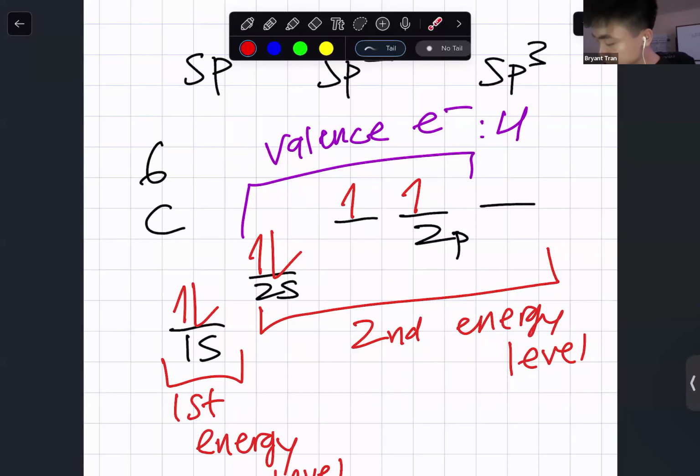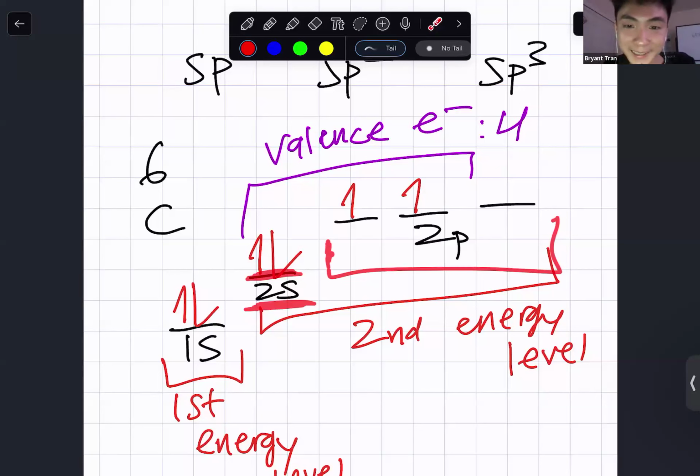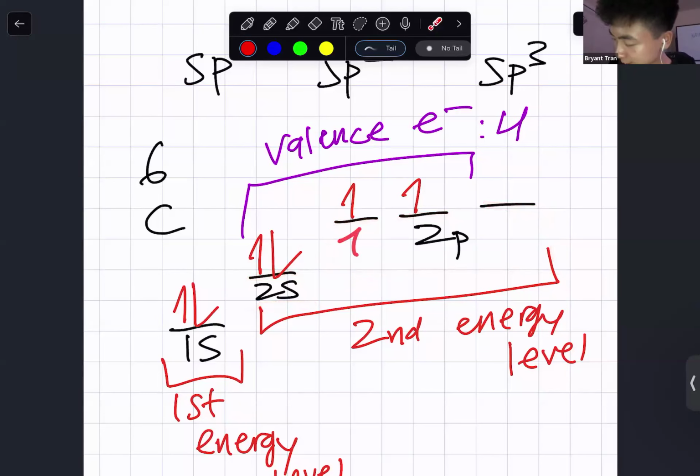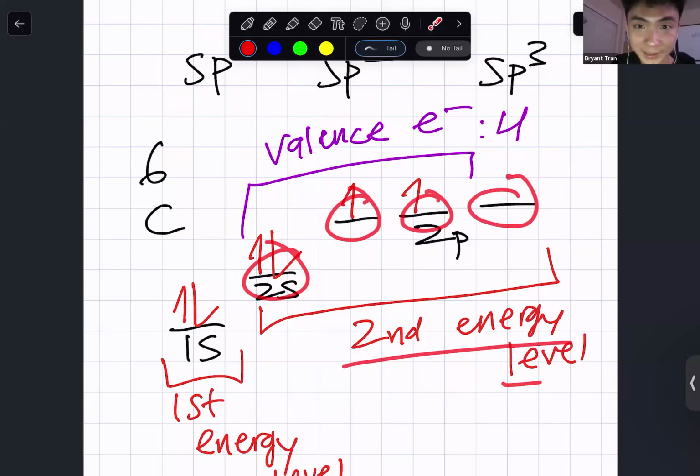How many s orbitals do you see here in 2s? There's one s orbital, right? How about how many p orbitals do you see here in 2p? Two, 1, 2, and 3. 3 right here. So there would be 3, right? This is 1, this is 2, and this is 3, right? There's 3 2p orbitals right there, right? Okay. And in total, there's going to be 4 orbitals in the second energy level. 1, 2, 3, 4, like that, right?